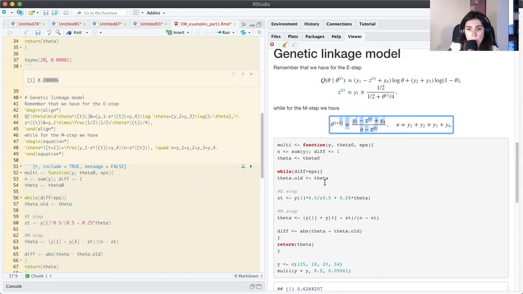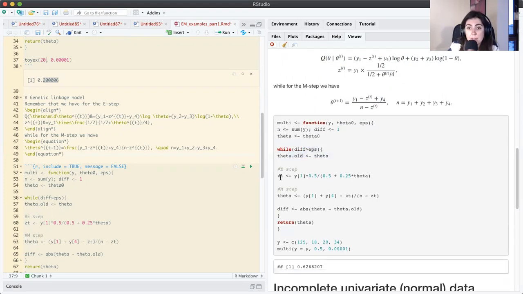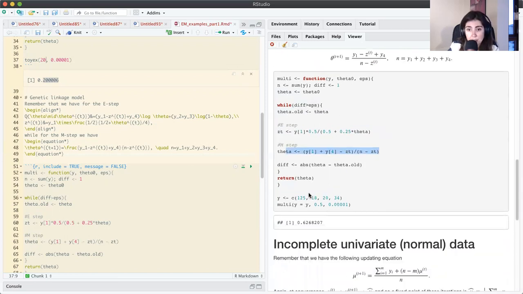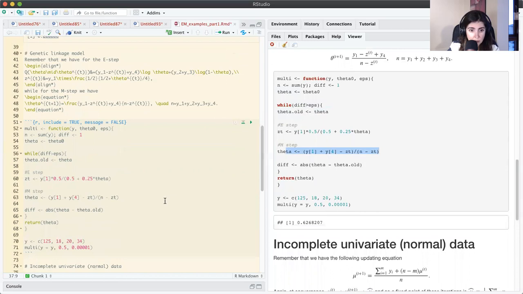And if we want to code this, I've coded it in the same fashion as in the previous example. Here, what I'm passing to the function is the data, theta 0 and epsilon for the convergence criterion. I'm saying that n is the sum of the y's, and I'm saving in the variable theta the initial value, and then it's exactly the same thing. Here I have z of t for the E step, then I have the M step, and we will cycle, and let's run the function.